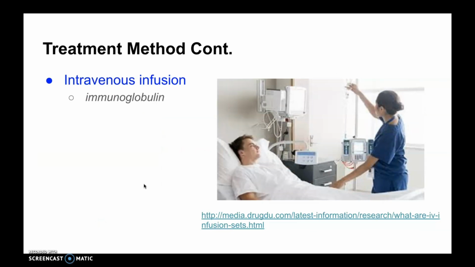The last type of treatment method is intravenous immunoglobulin protein infusion, which weakens the immune system's strength to reduce the body's autoimmune response once again. And this is a picture of an IV treatment to the right of the slide.